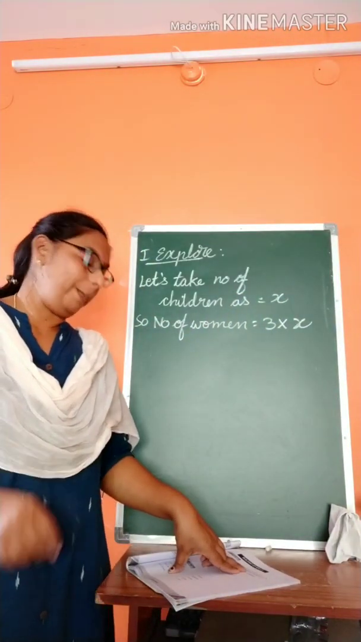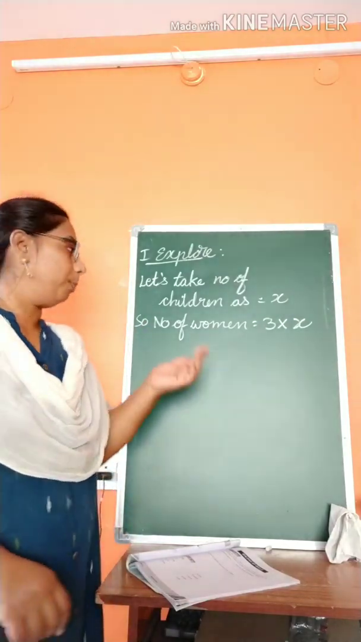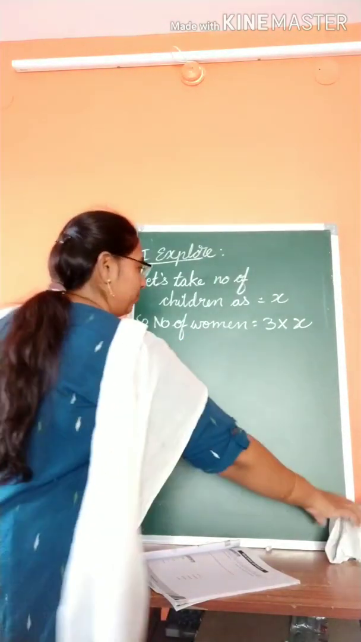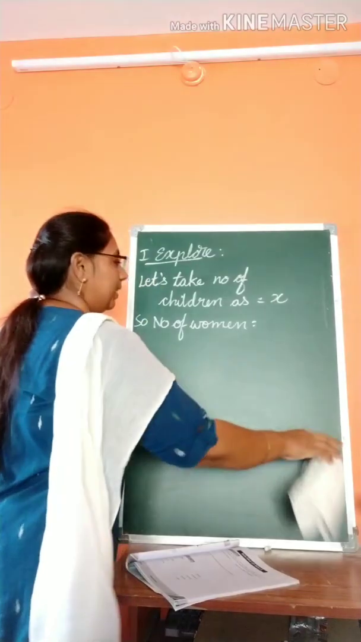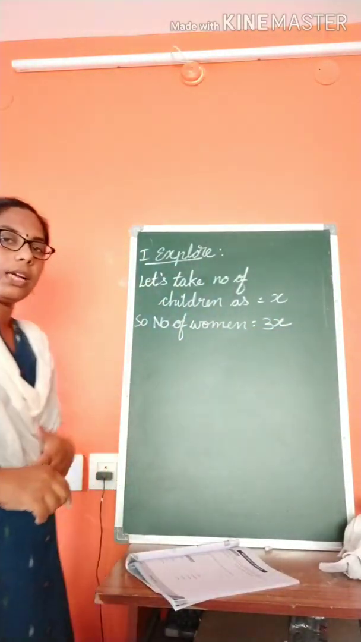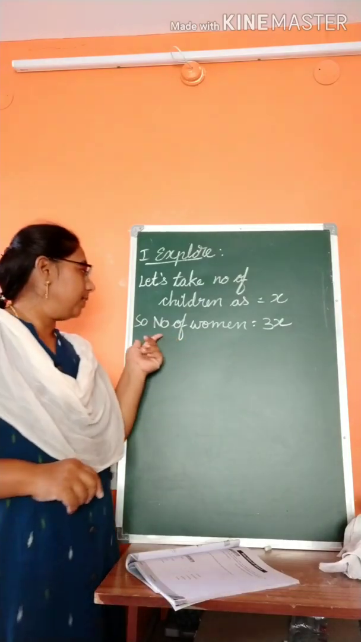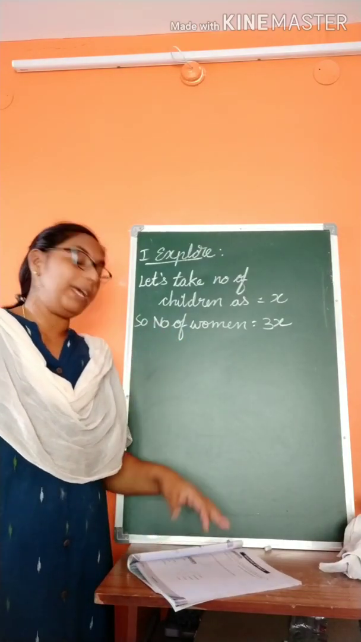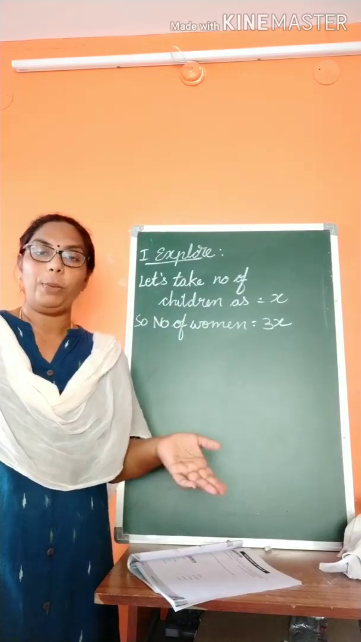The number of men are 4 times the number of women. See here, the number of women is 3 times x, we can write it as 3x, no problem. So take it as 3x. Here the number of men is given. It is 4 times the number of women.